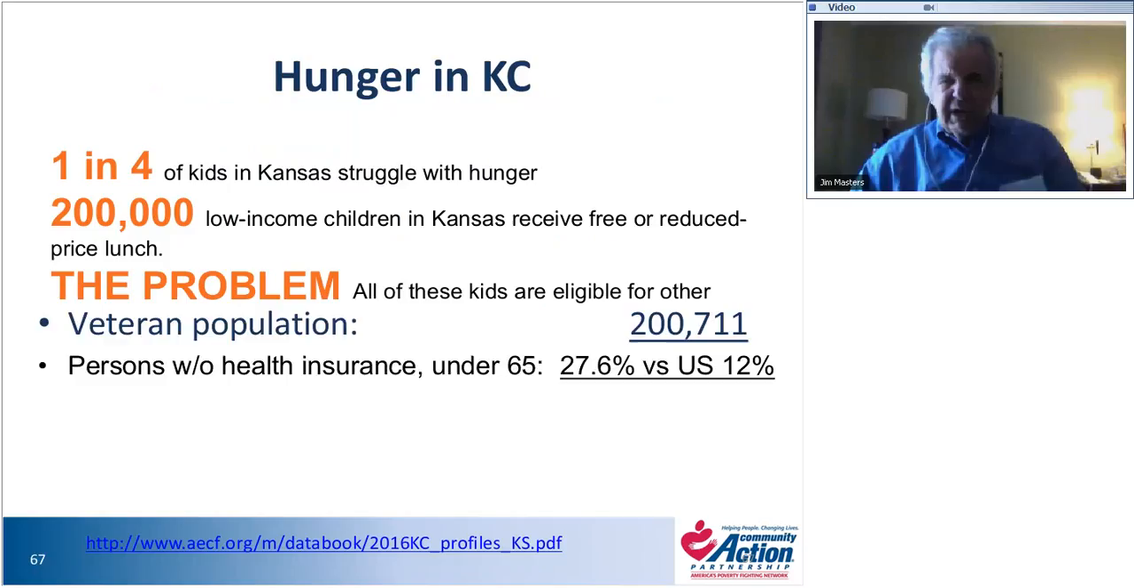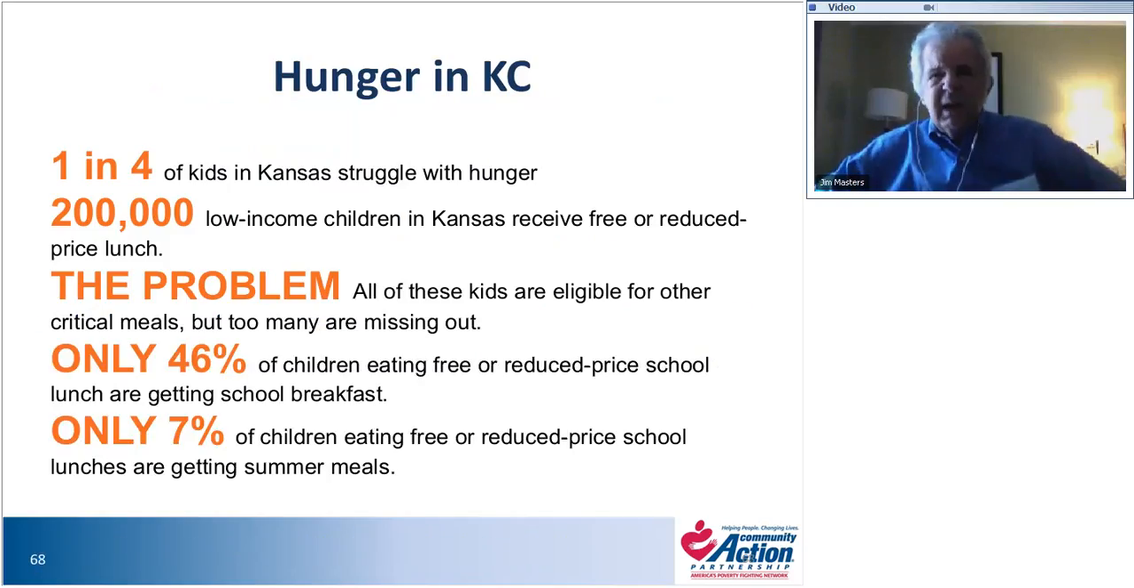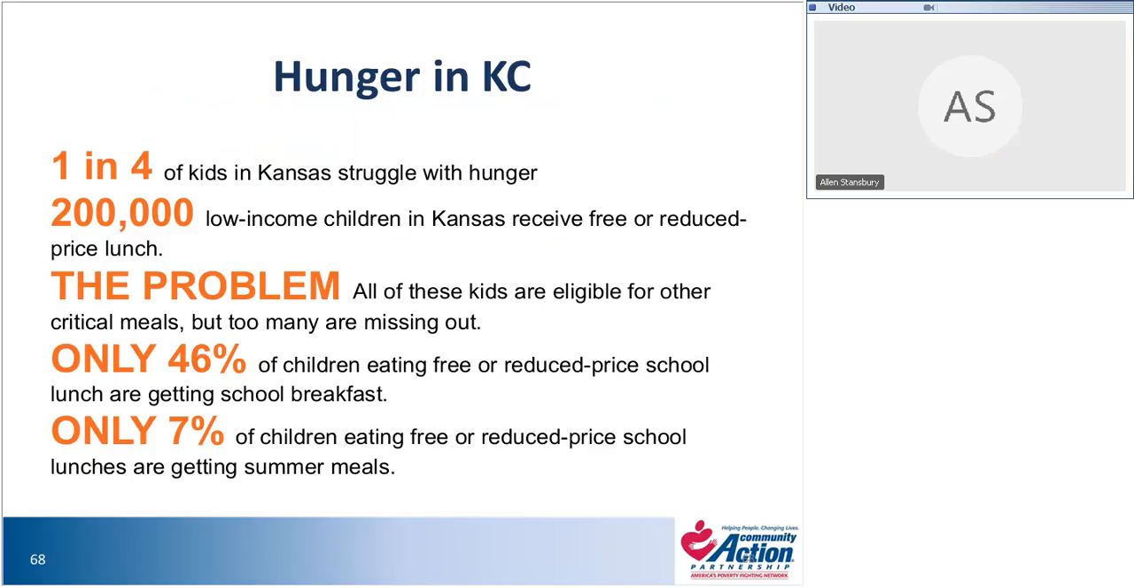Yeah, I don't get this veteran population number, 200,000. That's got to be the state as a whole, or the SMSA. It's not. I mean, that's more than live in Wyandotte County. But anyhow, keep going. Hunger. Okay, here we are showing hunger in Kansas City, and kids struggling with hunger. 200,000 low-income kids are receiving free or reduced lunches. All of these kids are eligible for other critical meals, but too many are missing out. 46% are children eating free or reduced price school lunches, and so on. So I would say that's considerable in Kansas City. That's unusual, yeah.